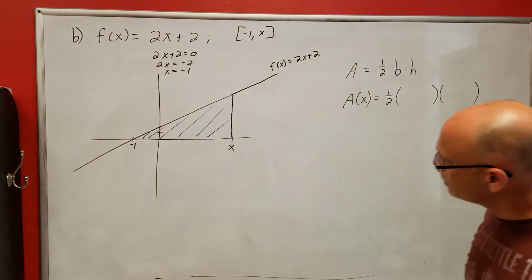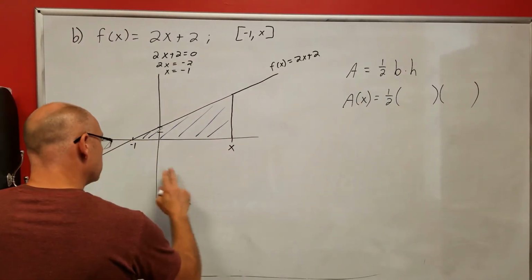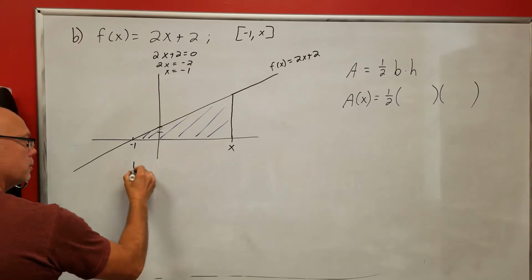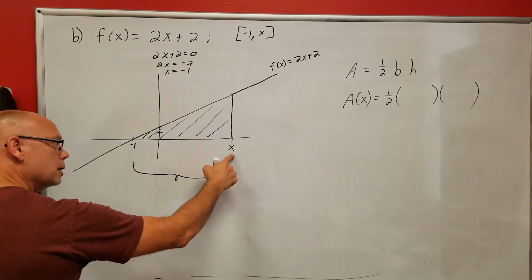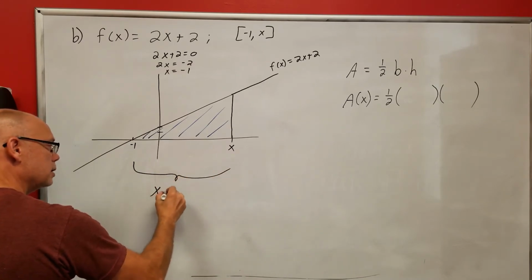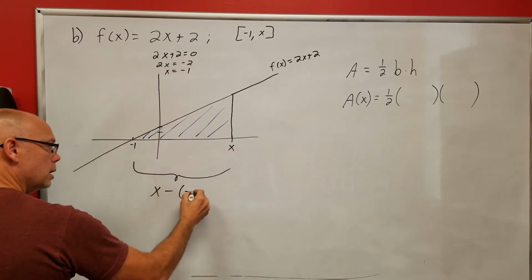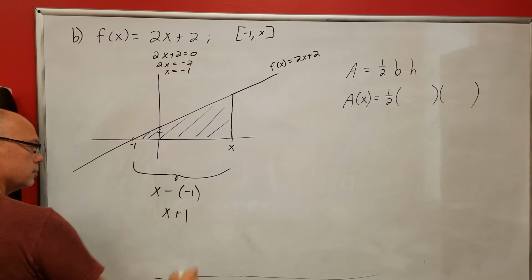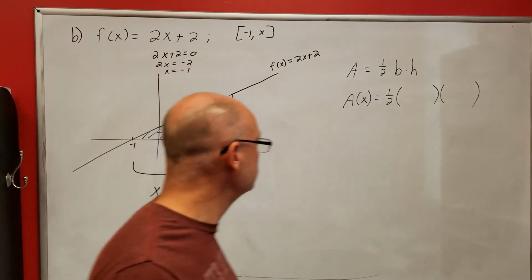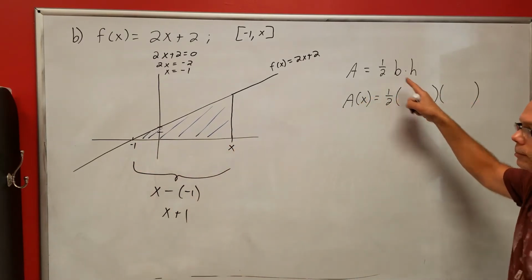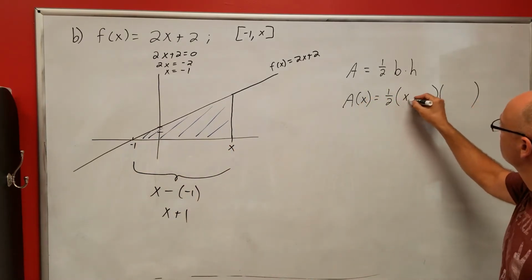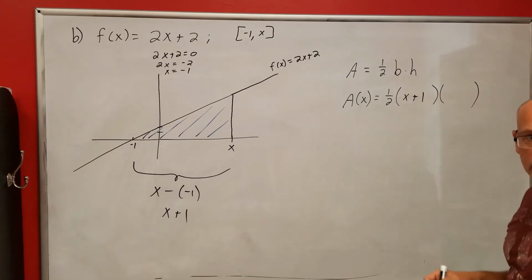What is my base here? What is this base length right here, from here to here? Well, how do you do this? You take the rightmost point, x, and you subtract the leftmost one. X minus -1, that's what? X plus 1. So what is my base length here? X plus 1. Times my height.